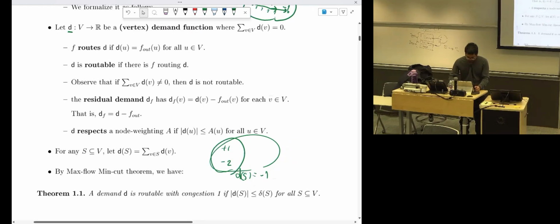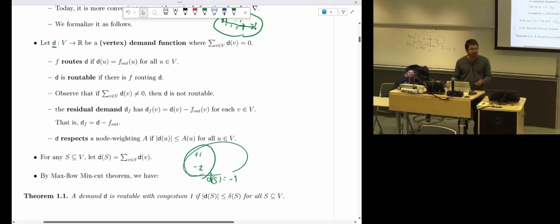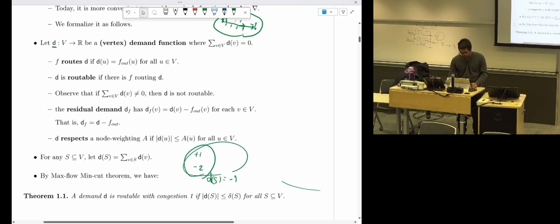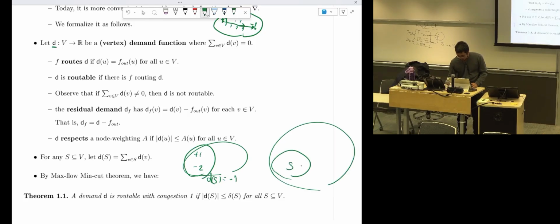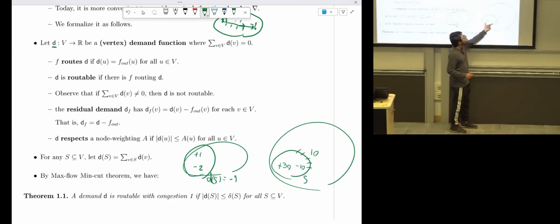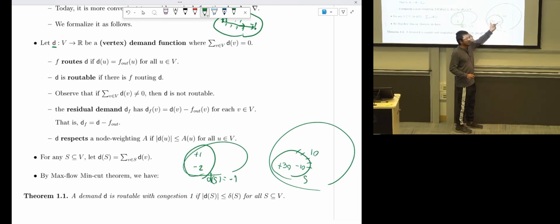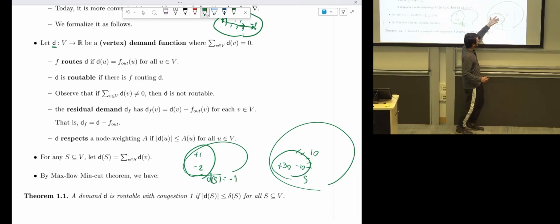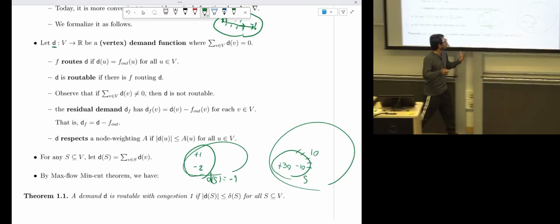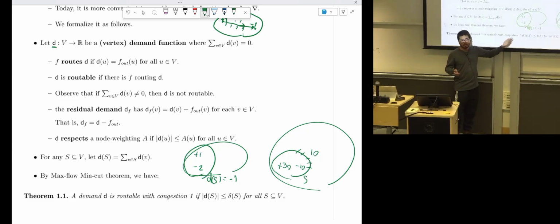So one direction is clear. If there is some cut S such that, let's say the cut size is 10, but the total demand here is like plus 30 minus 10, it just means that no matter what, you need to send out 20 units. But there are only 10 units of capacity to go out of the set. So there is no way to send it with low congestion, with congestion 1.